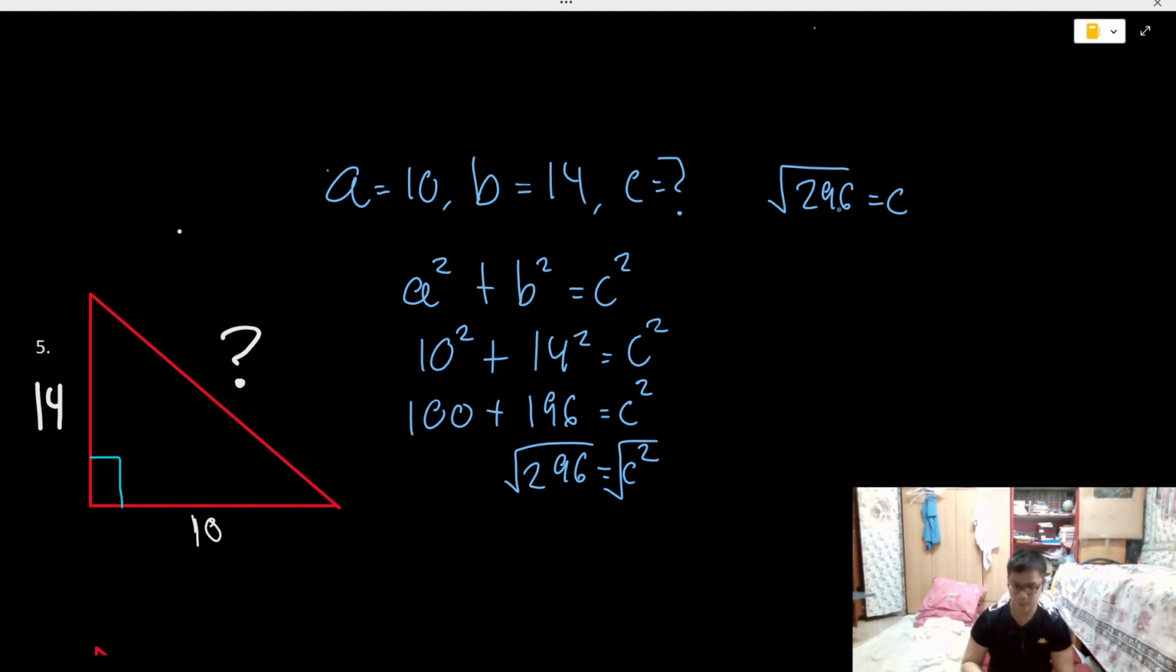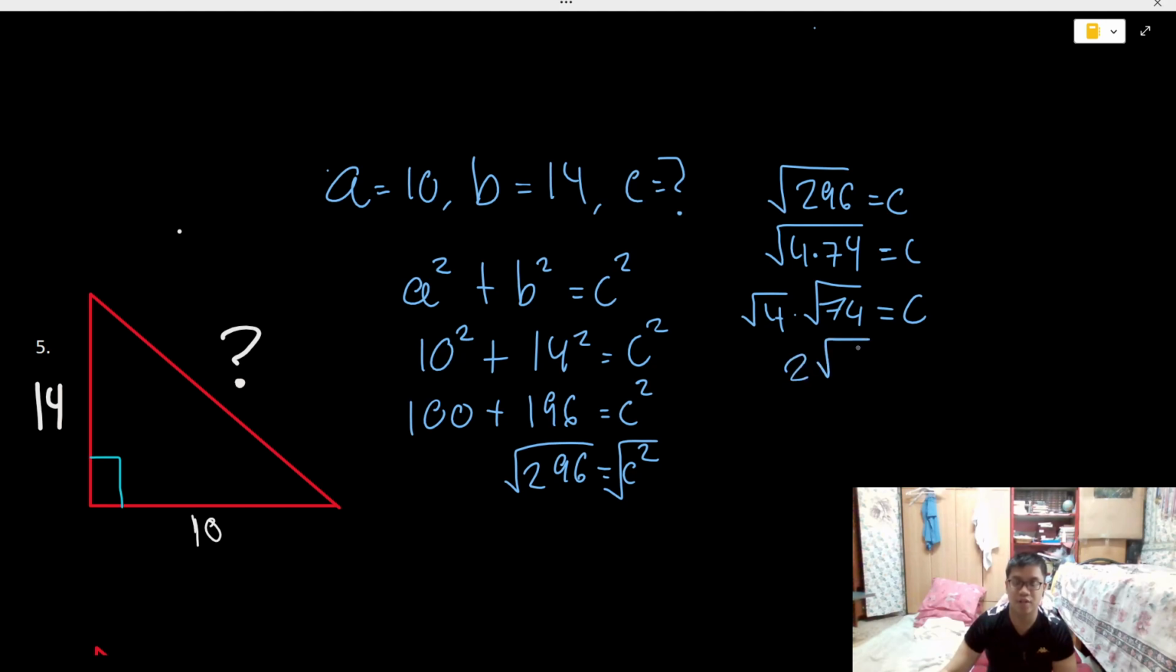Actually, we can, because according to my calculator, this is the same as the square root of 4 times 74. So the square root of 296 is equal to the square root of 4 times 74. Now we can separate these two with the roots. We will have the square root of 4 times the square root of 74, and the square root of 4 is 2. Hence we have the simplified answer: 2 times the square root of 74. That's the exact answer.